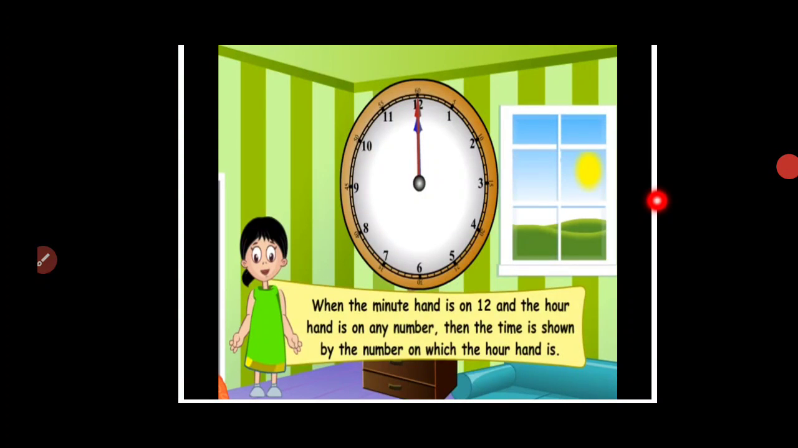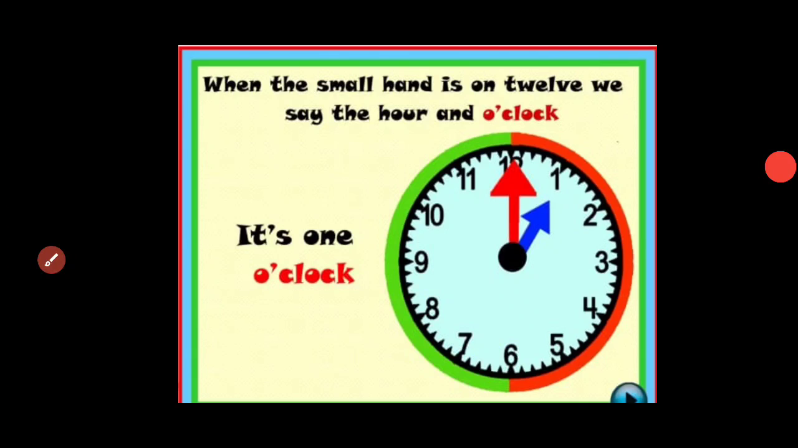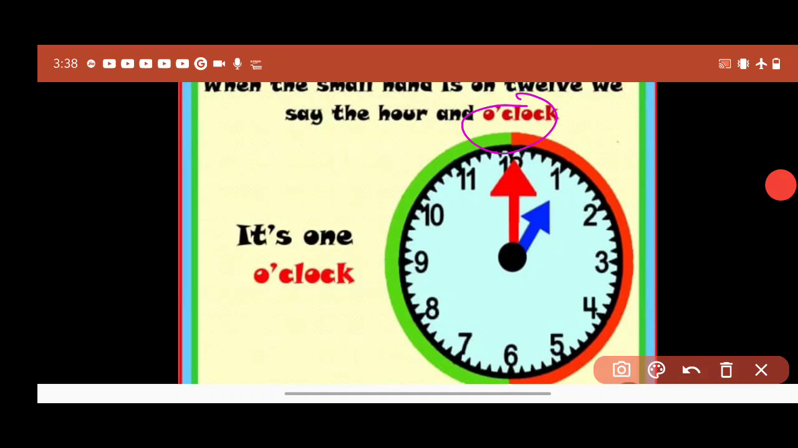Now, when the minute hand is on 12 and the hour hand is on any number, then the time is shown by the number on which the hour hand is. So let us understand how to read time. So children, whenever the minute hand is at 12, it basically means if the long hand is at 12, it denotes o'clock. Now, if you see, when the long hand is at 12, it is called o'clock. And the short hand is at any number, you say that number and also say o'clock.